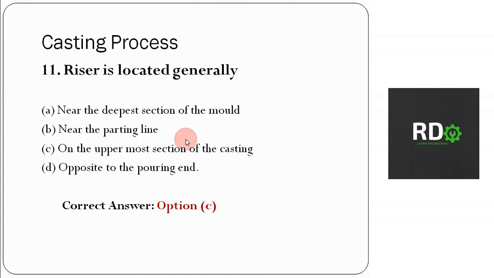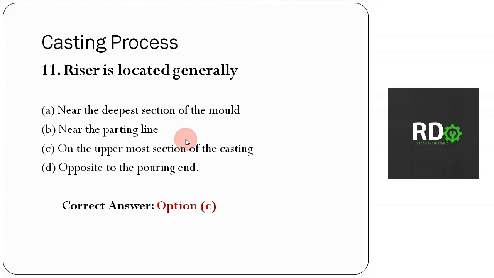Riser is located where? Generally it is located near the deepest section of the mold, near the parting line, on the uppermost section of the casting, or opposite to the pouring end. It is always in the upper portion so that the extra molten metal can rise up into the top of the box, that is the cope and drag.